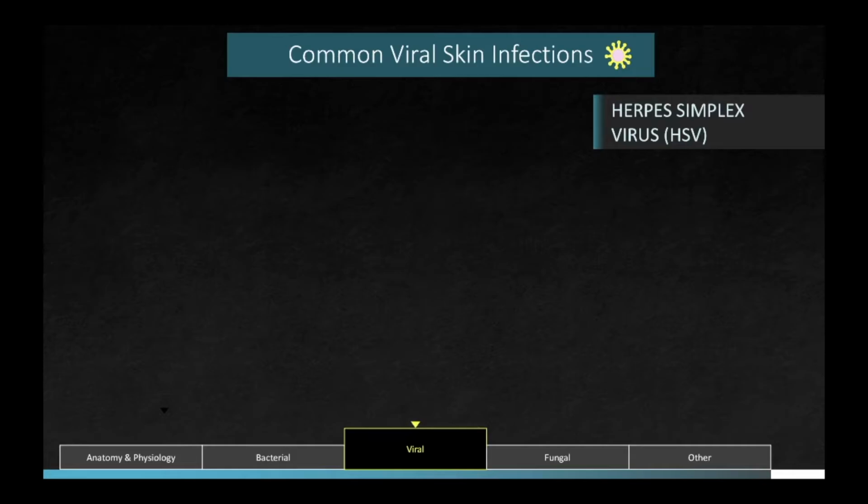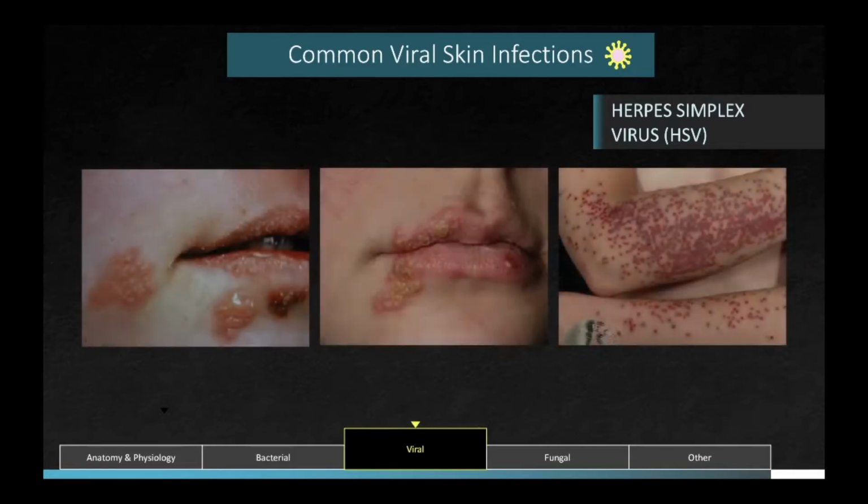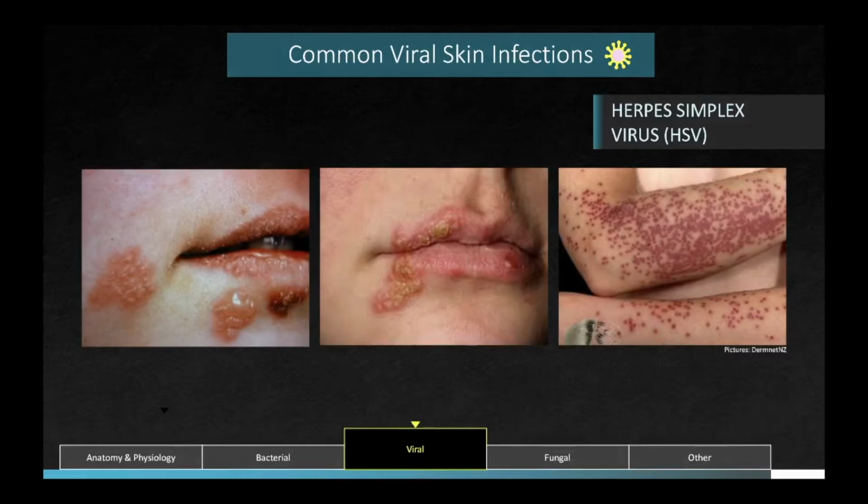HSV is passed on by direct contact with the lesions. Once contracted, the virus lives in the dorsal root ganglia of the nervous system and can reactivate at a future time. A number of factors have been implicated in the re-emergence of HSV, including immune suppression, altered hormone levels, and stress. Typically, acute HSV infection presents with a number of stages.